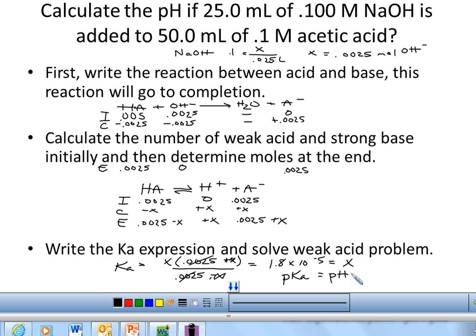This particular point is called the half equivalence point because half of my stuff is in the acid form and half of it is in the conjugate base form. And so my pKa and my pH will be equal to each other because those two amounts are the same. So when I find pH, I'm just going to take negative log of the Ka, and I get an answer of 4.74.